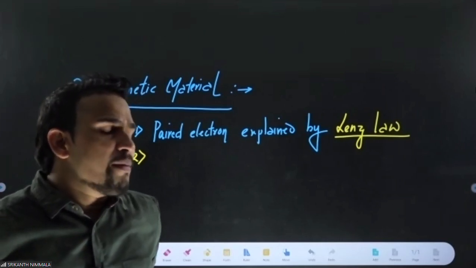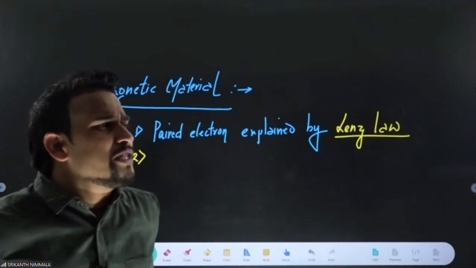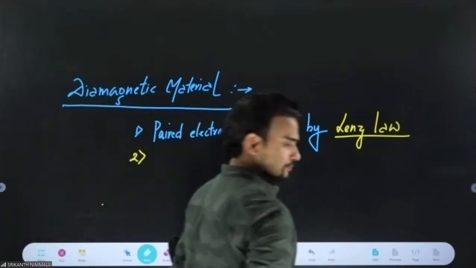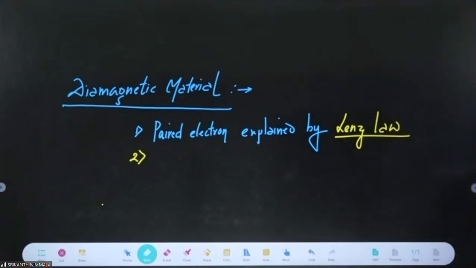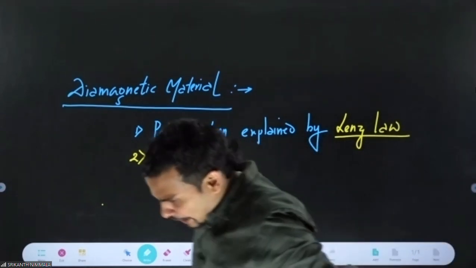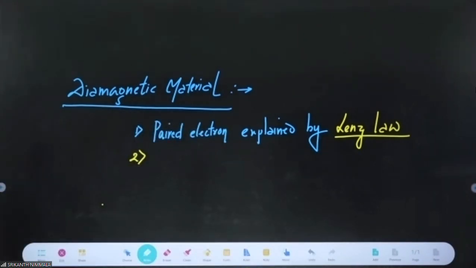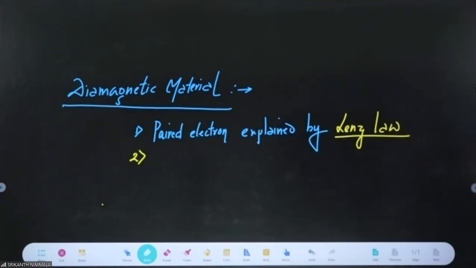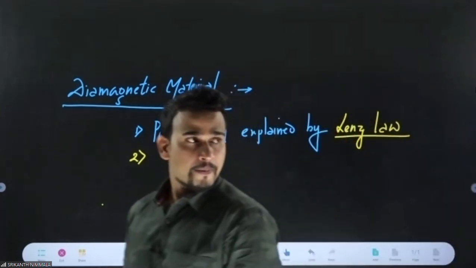I'm giving you ten seconds. Just have a look at this diamagnetic material. Again, I will talk about it. Very, very important part. Theoretical questions are asked from here. Previously, NTA removed this topic, but now again they have added it.